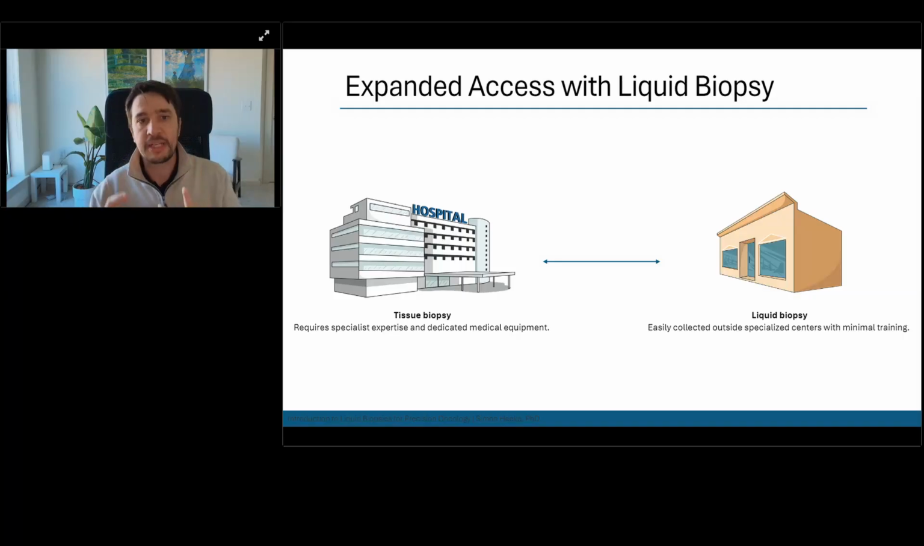It can really happen in outside, less specialized centers compared to tissue-based testing, where we need much more equipment. And again, not as a recommendation to replace tissue biopsy with liquid biopsies for everything, but really as a thought that liquid biopsy is also a tool that can help us expand access just by the simple collection of material that we have there.